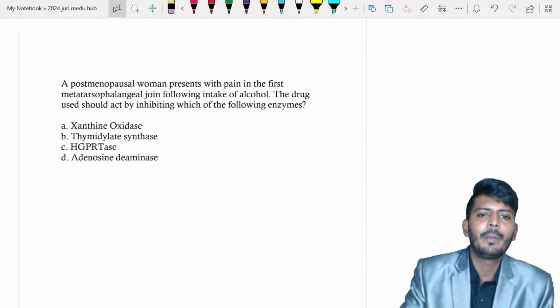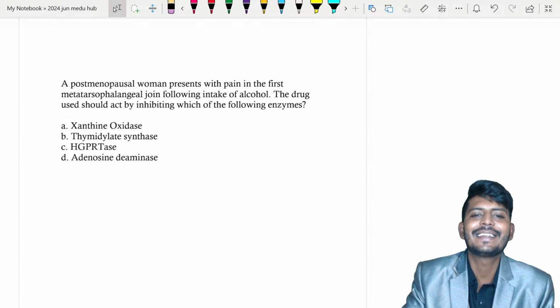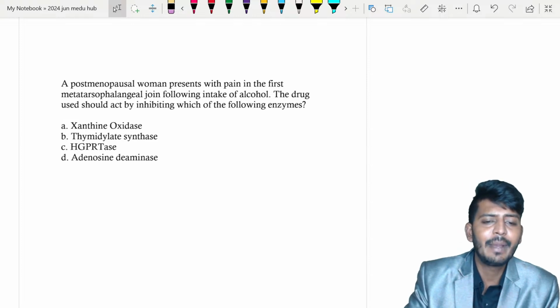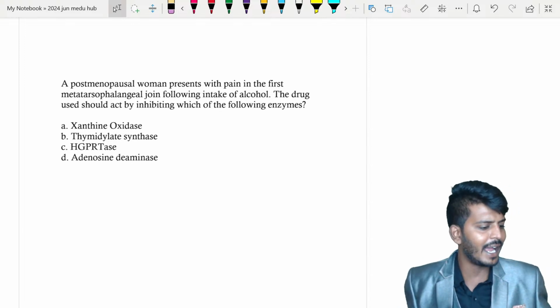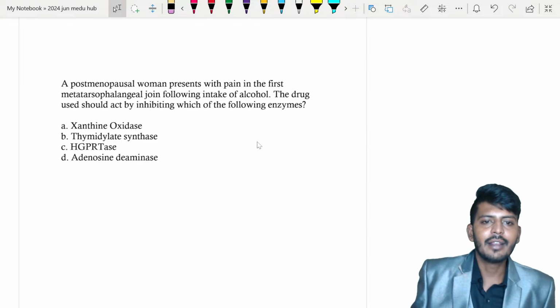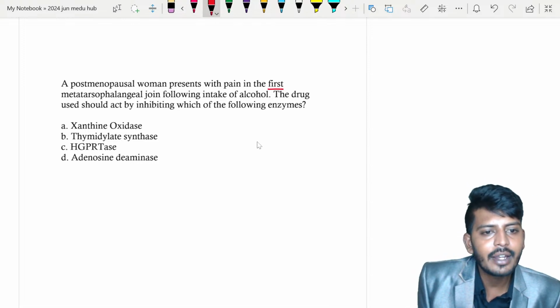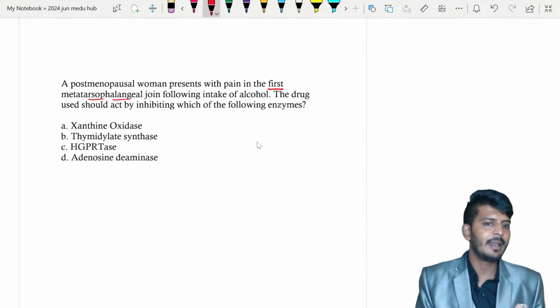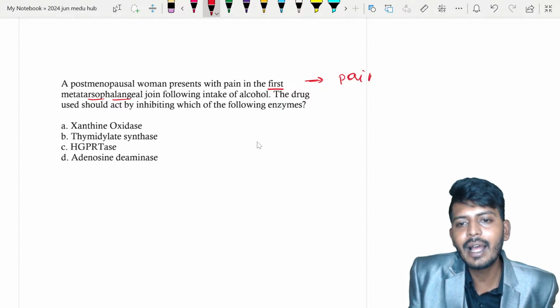A postmenopausal woman presents with pain in the first metatarsophalangeal joint, basically grade 2, following the intake of alcohol. The drug used to treat this condition acts by which of the following? Okay, first let's make the diagnosis of the question. What is the diagnosis? Come on quickly. She is having metatarsophalangeal joint pain, so that is only pain in the great toe.